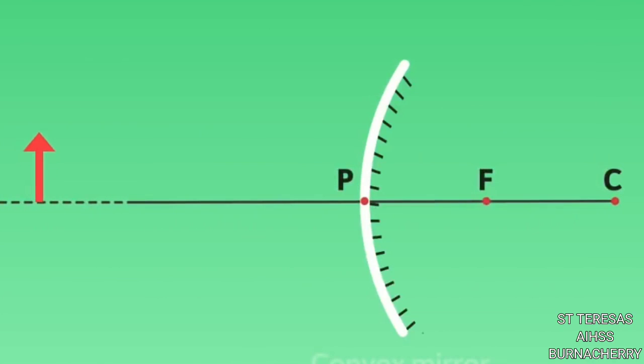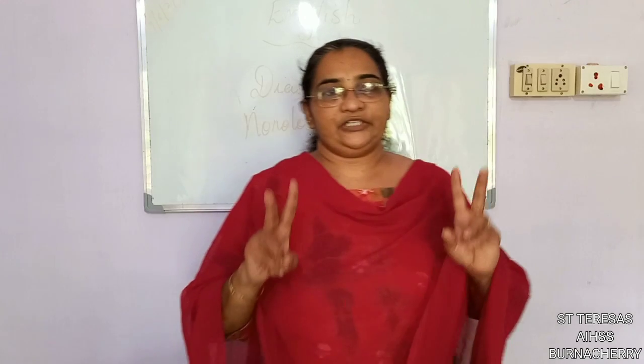When the object is infinitely away from the mirror, we get a point-size image at the focal point. And as we keep moving the object towards the mirror, the size of the image keeps increasing and it appears to be coming closer to the backside of the mirror. So here we saw 2 types of images formed, isn't it?